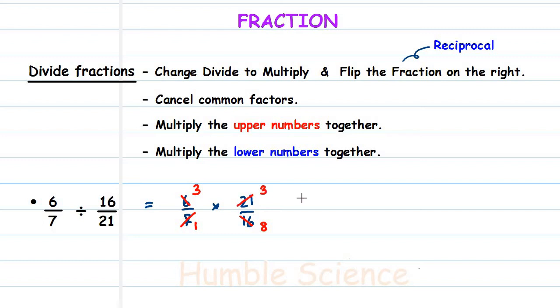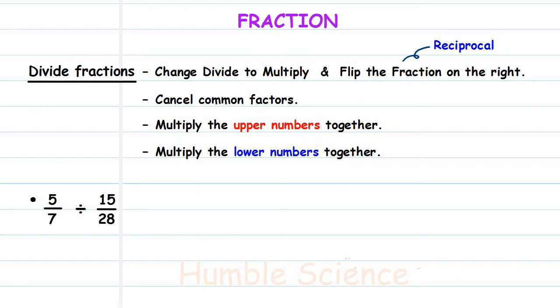Now we can multiply all the upper numbers. 3 times 3 will be 9. 1 times 8 for the lower number will be 8. So the answer here is 9 over 8.